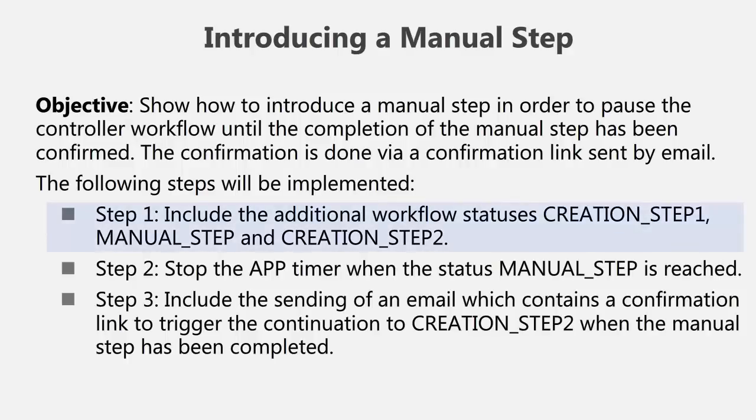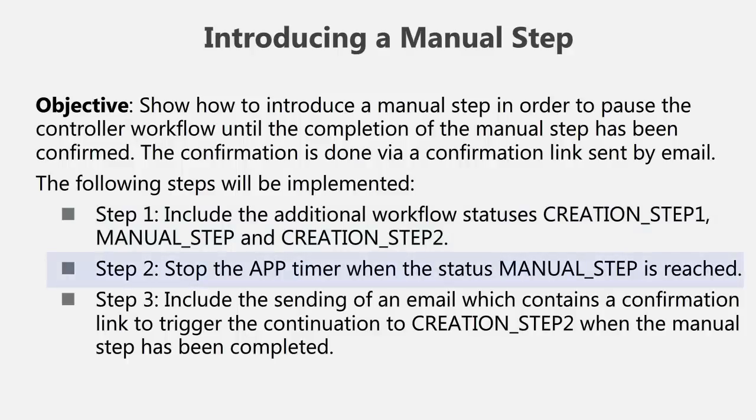First, you adapt the controller workflow by including 3 new statuses: Creation Step 1, Manual Step and Creation Step 2. When the creation of a subscription is requested, the status is set to Creation Step 1. If an address for sending a notification email is defined, the status is changed to Manual Step. Otherwise, it proceeds to Creation Step 2.